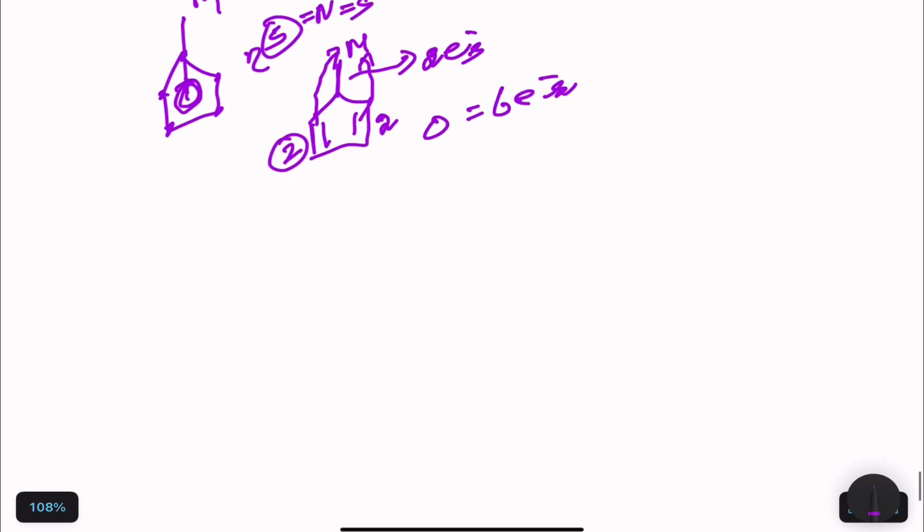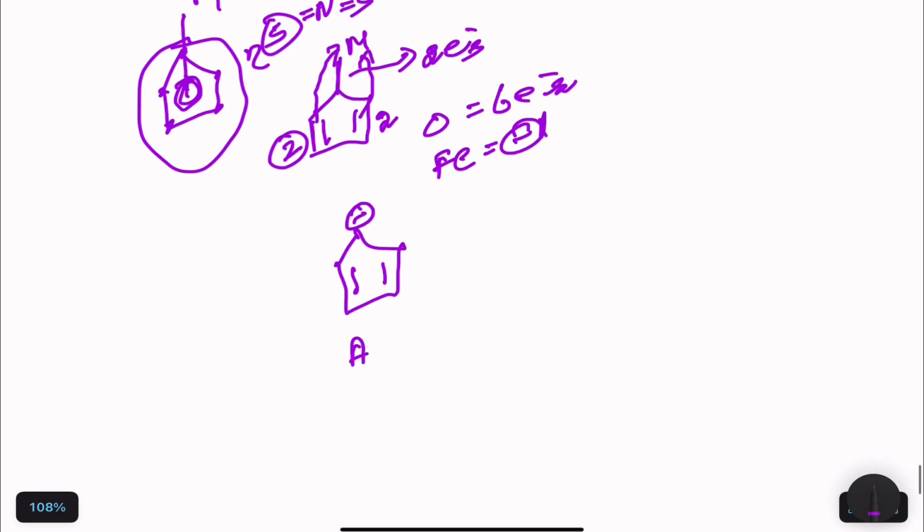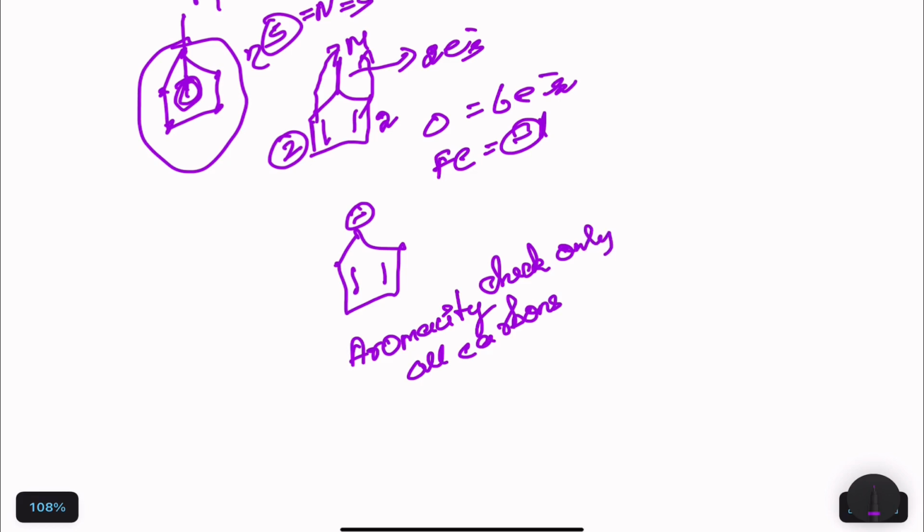Then what about the charge? The formal charge will be -1. Whenever calculating the formal charge, remember that if the entire ring is contributing, then you have to check the aromaticity. Aromaticity is checked only when all carbons are involved.